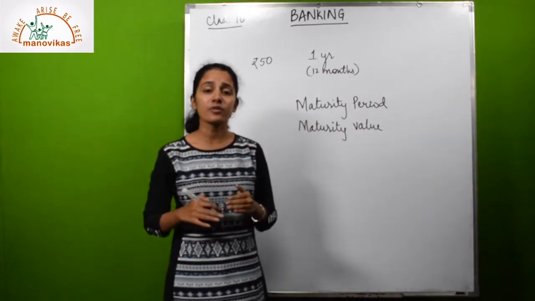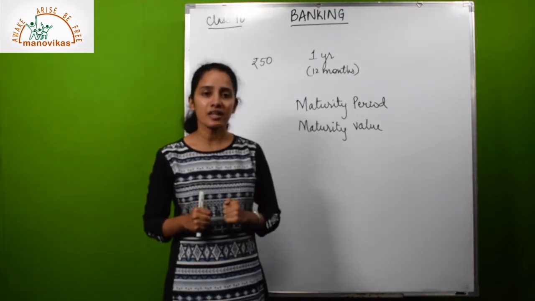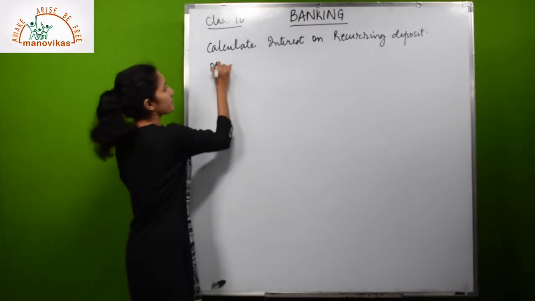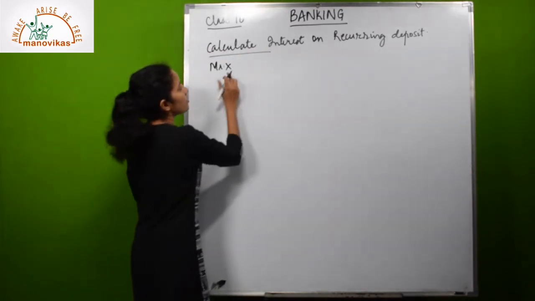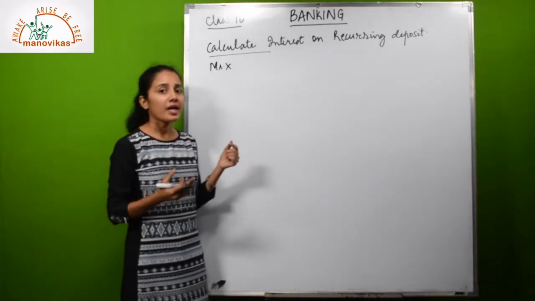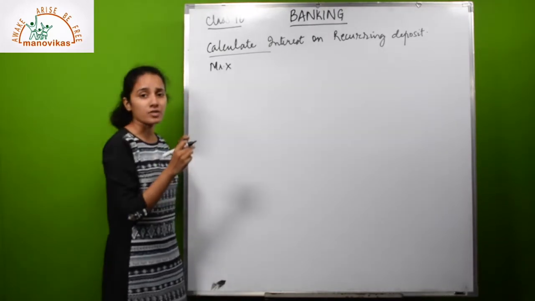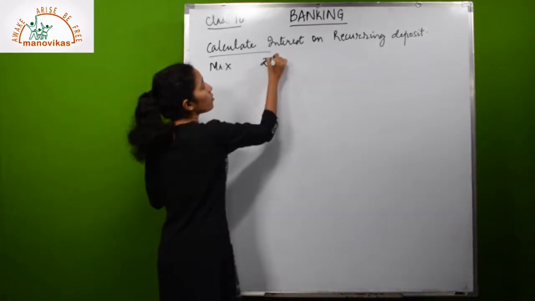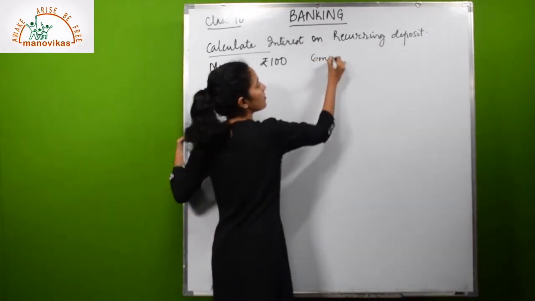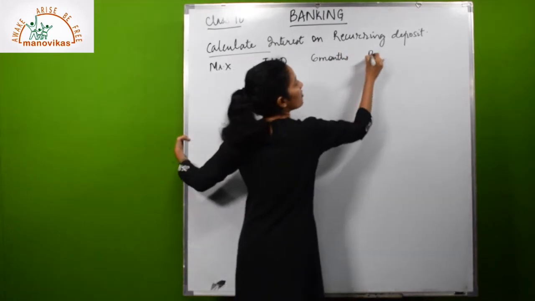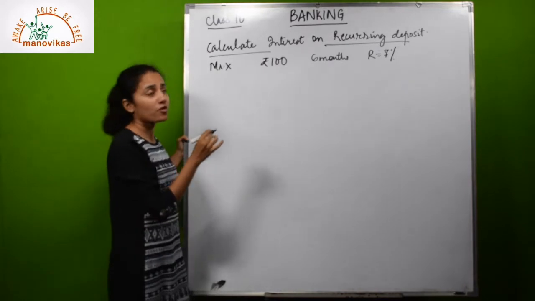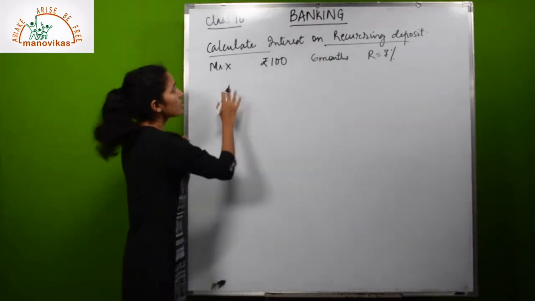Now let us learn to calculate the interest for a recurring deposit account. Let us suppose Mr. X has opened a new account in a bank, and he has opened a recurring deposit account, wherein he is going to deposit rupees 100 every month for 6 months, and with the rate to be 7%. Now let us calculate the interest on recurring deposit. So this is just an example.